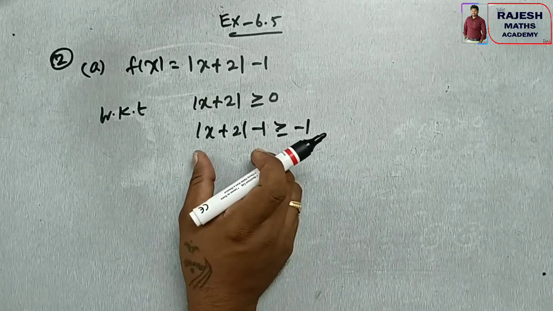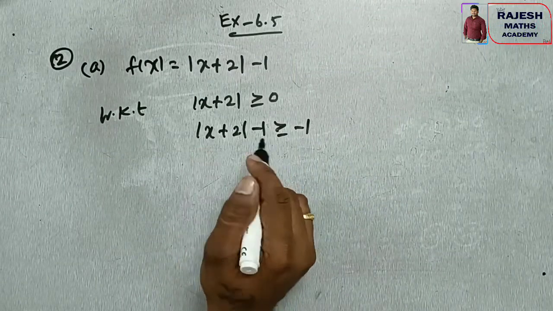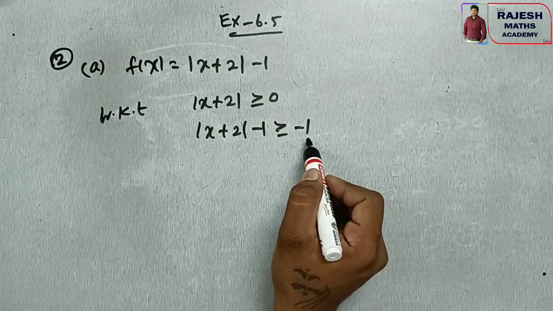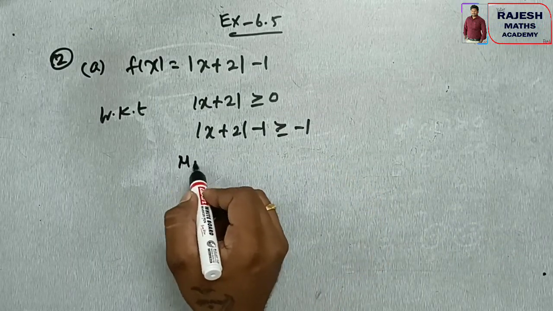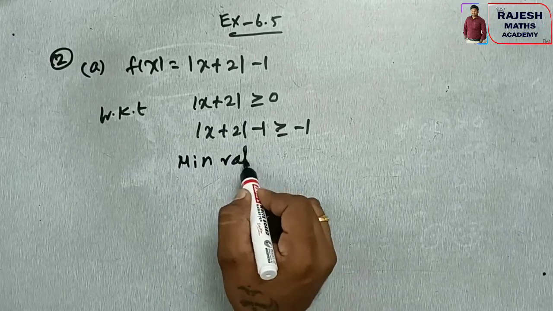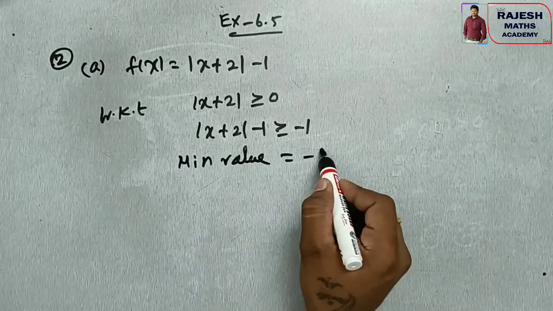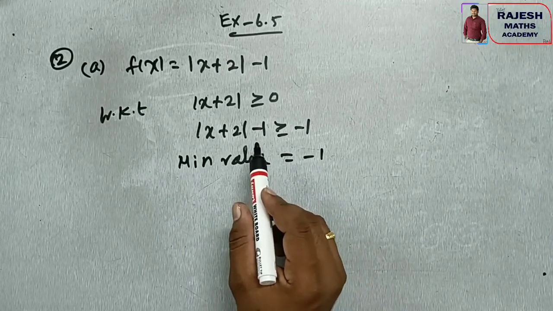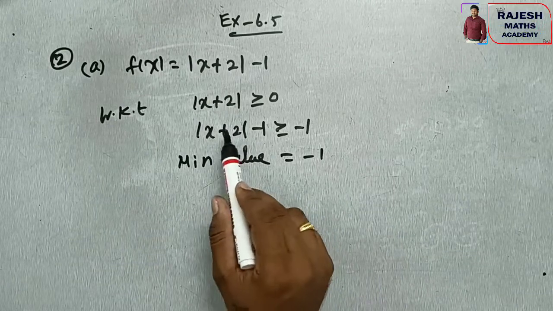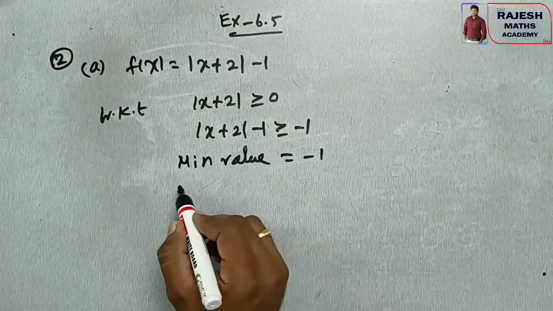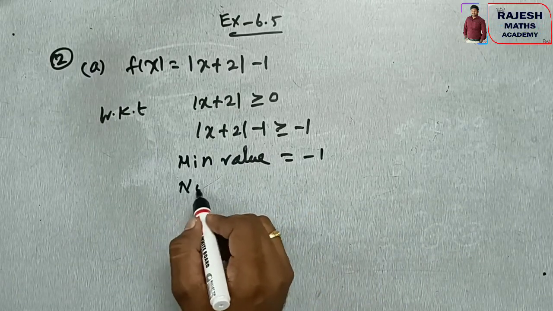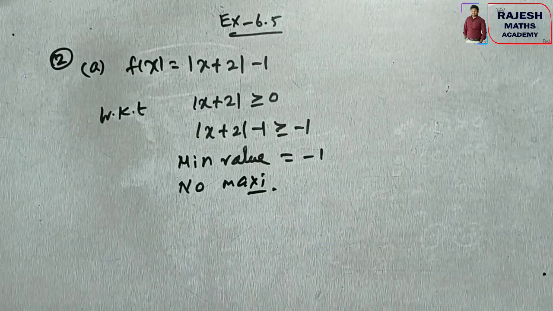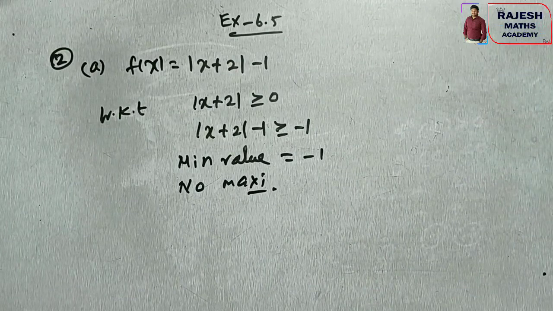So whatever the possible value of x, this value is always greater than or equal to -1. So our minimum value equal to -1. What about the maximum value? As much as possible, for the largest value of x, we will get a larger value, so we can conclude that there is no maximum value for f of x. Now the next question, question B.